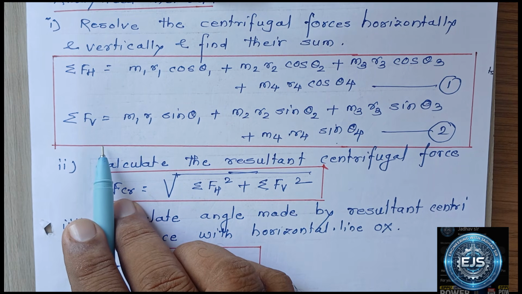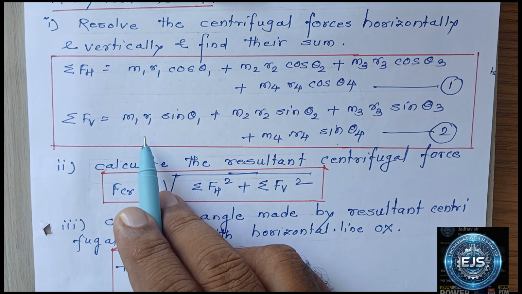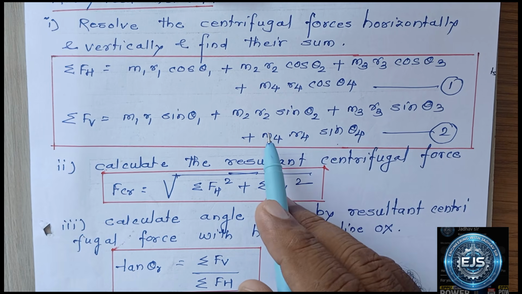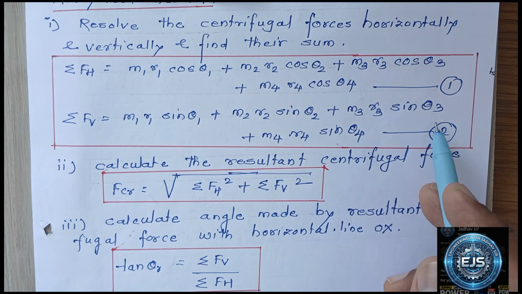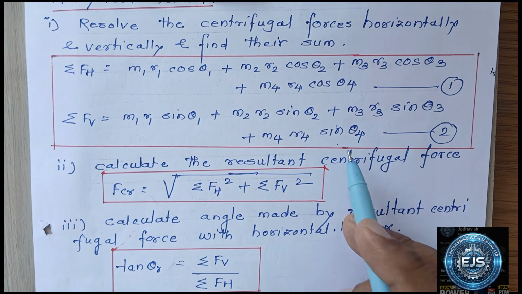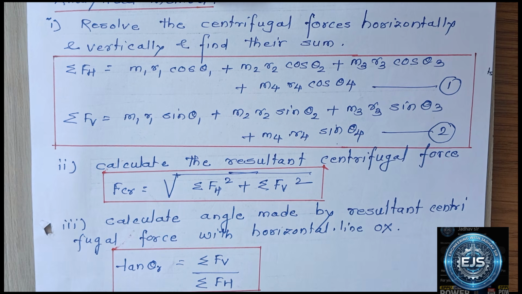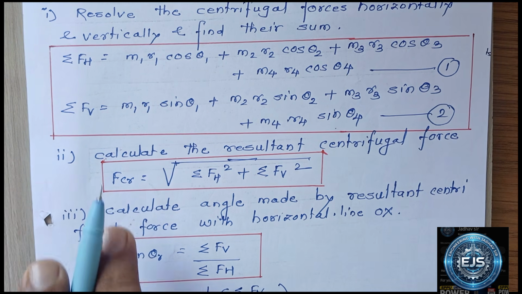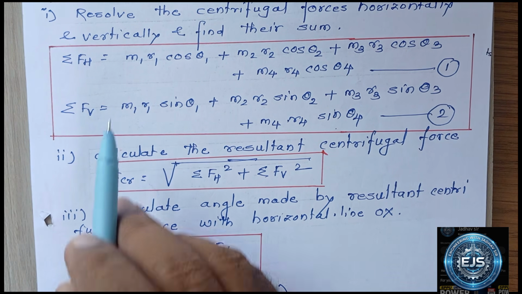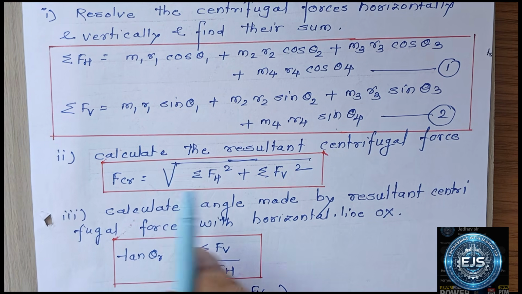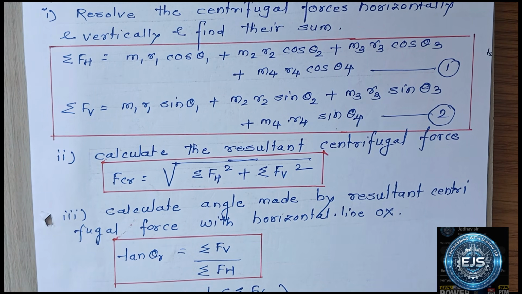Similarly, if we resolve these components along the vertical direction, the force will be m1 r1 sin theta 1 plus m2 r2 into sin theta 2 plus m3 r3 into sin theta 3 plus m4 r4 into sin theta 4. This is equation number 2, sigma fv. Now, in the second step, we have to calculate the resultant centrifugal force acting on this system.